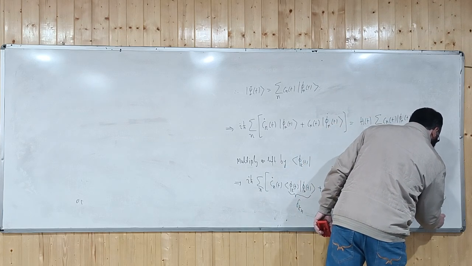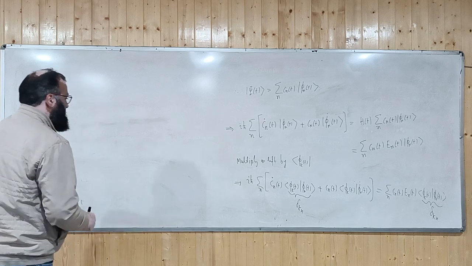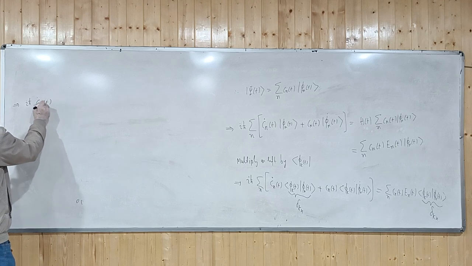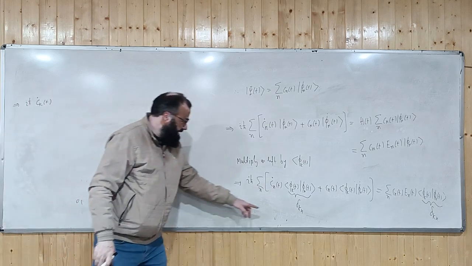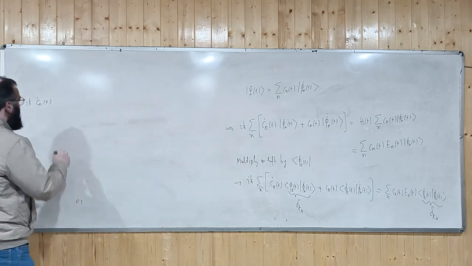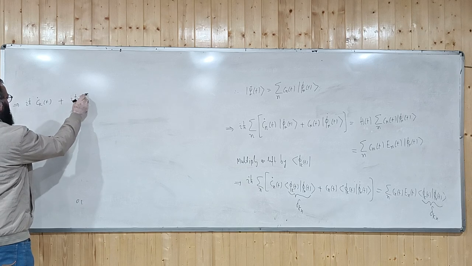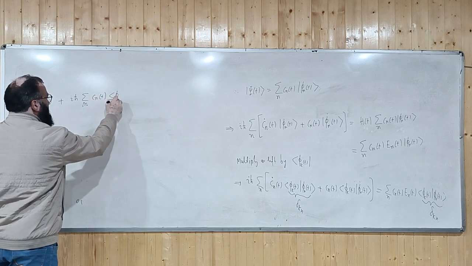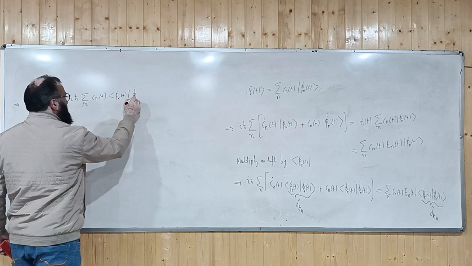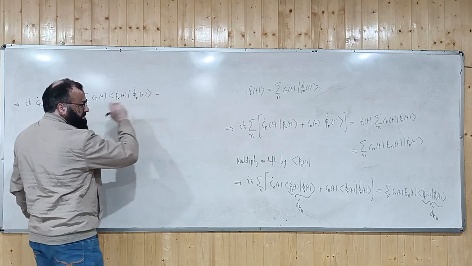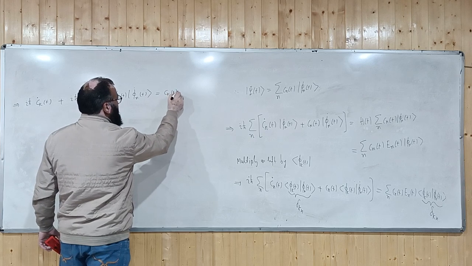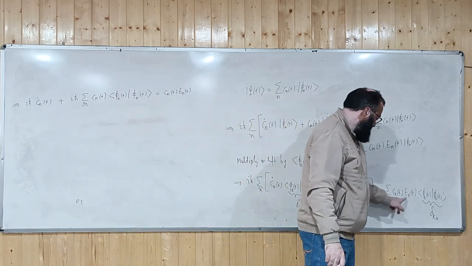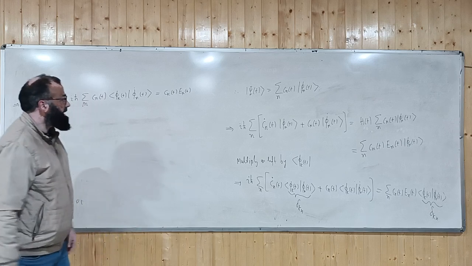This again. Clear? So what you are having? So I got iħ c dot k of t, because when you sum over n, n will be replaced by k. Then you are having another term, iħ summation over n, c_n of t, then you are having this phi_k of t, phi dot n of t, so that's equal to simply c_k of t, p_k of t. So you sum over n, and you will replace by k.